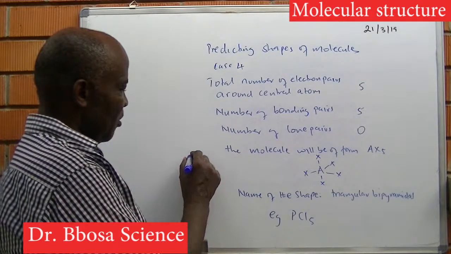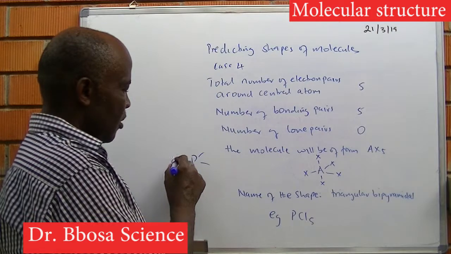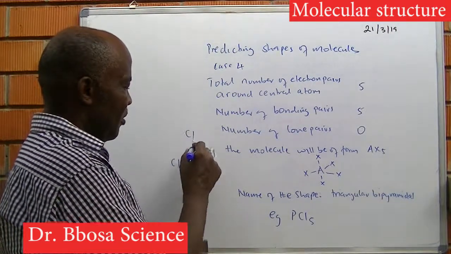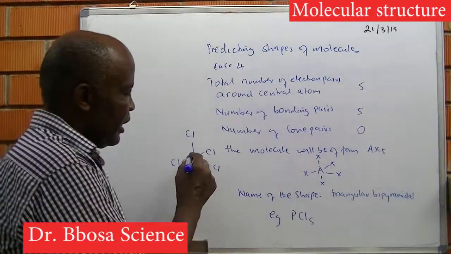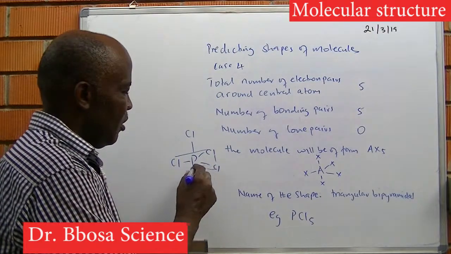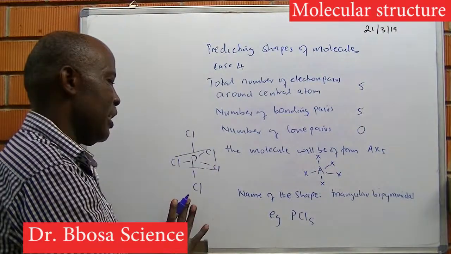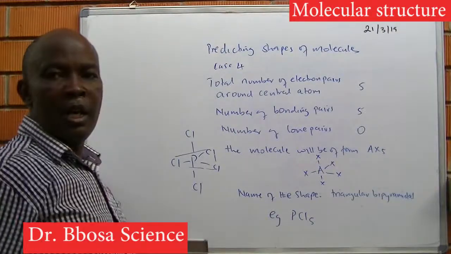In phosphorus pentachloride, you have a triangle, chlorine, chlorine, chlorine. Then you have one chlorine up, then one chlorine down, like you imagine a triangle, then one is on the top of the triangle, one is on the bottom of the triangle. So it is trigonal bipyramidal.